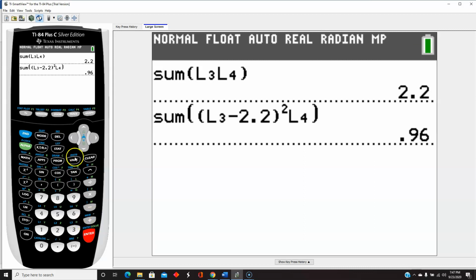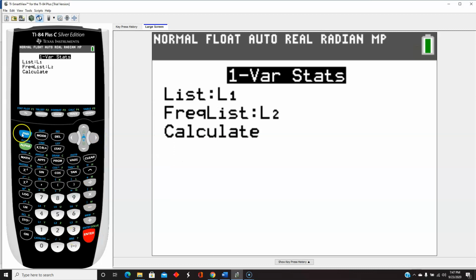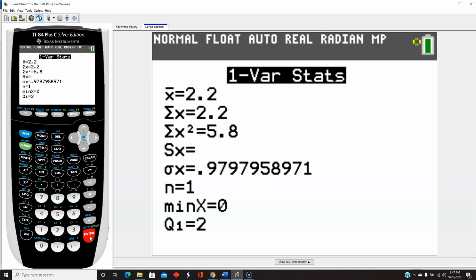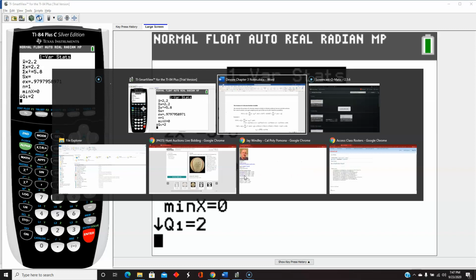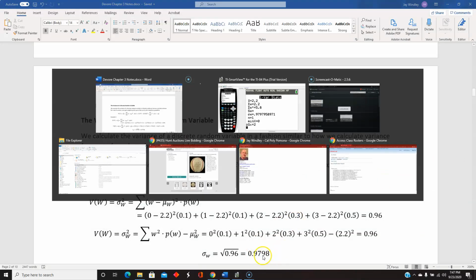There's yet another way to do this on the calculator. If you press stat calculate one variable statistics, you can tell the calculator to use the values that are in list 3, but use the probabilities that are in list 4. And when you calculate doing this, there's your mean of 2.2, and there's your standard deviation of 0.9798, which was the same standard deviation we got over here.